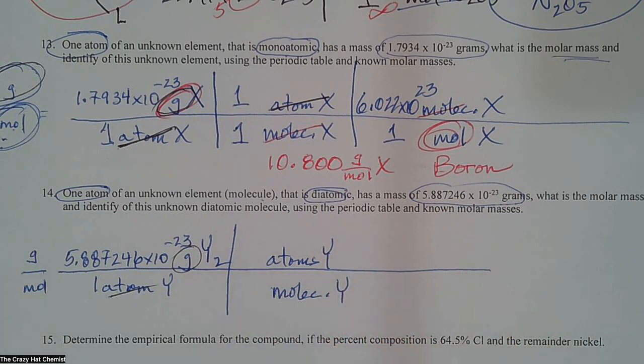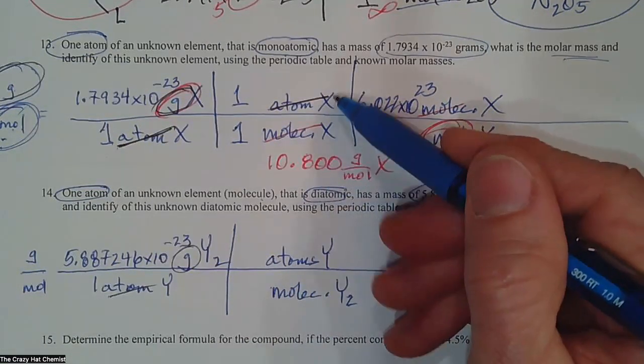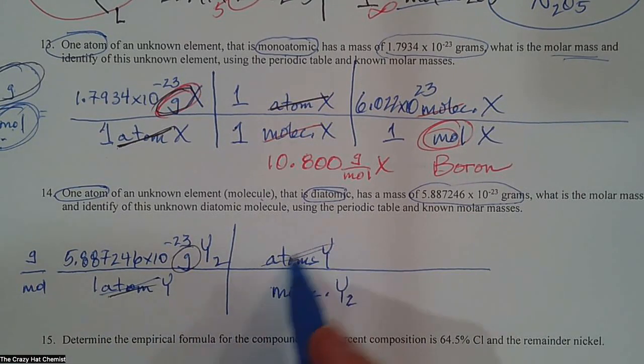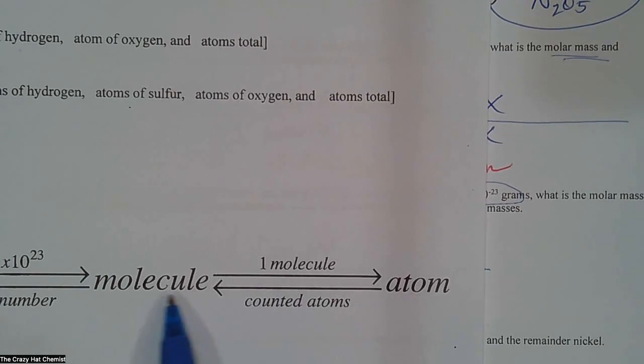So just making sure here. It's really molecules, like 2 right there. Okay, and we're looking for the atoms to cancel out here. So let's make sure that these are molecules that need to go there, but it is following the same format as number 13. I'm canceling out the atoms, and I'm going to go to molecules. So I have atoms. I want to go to molecules.